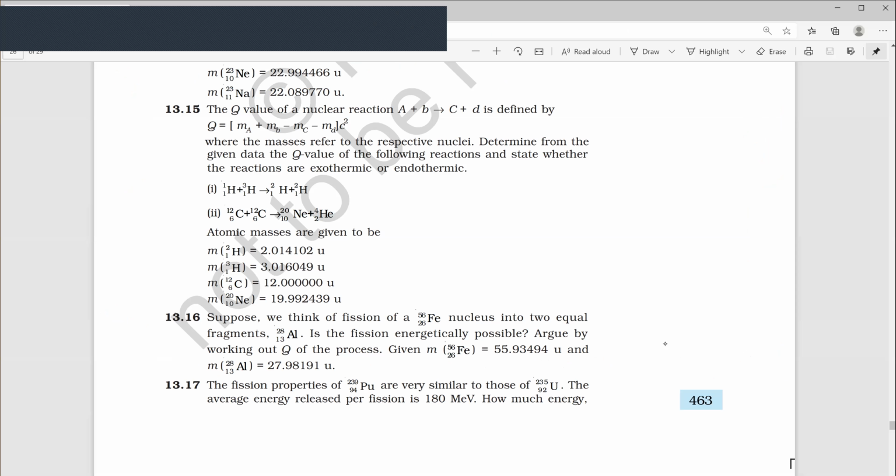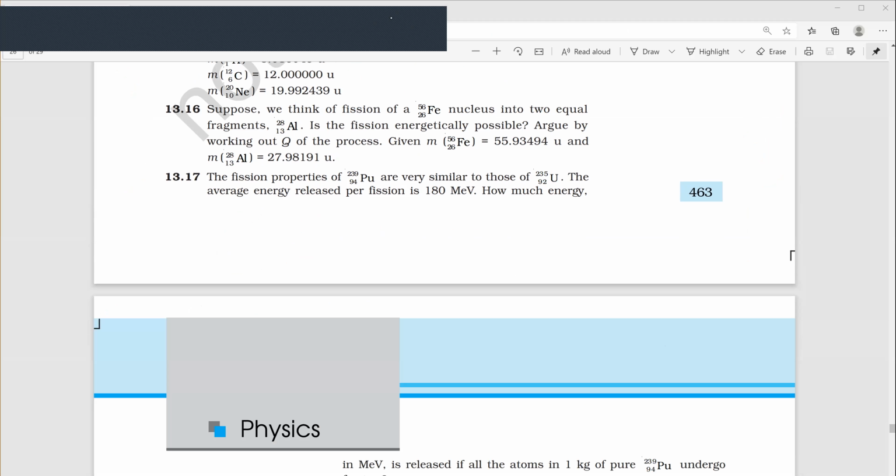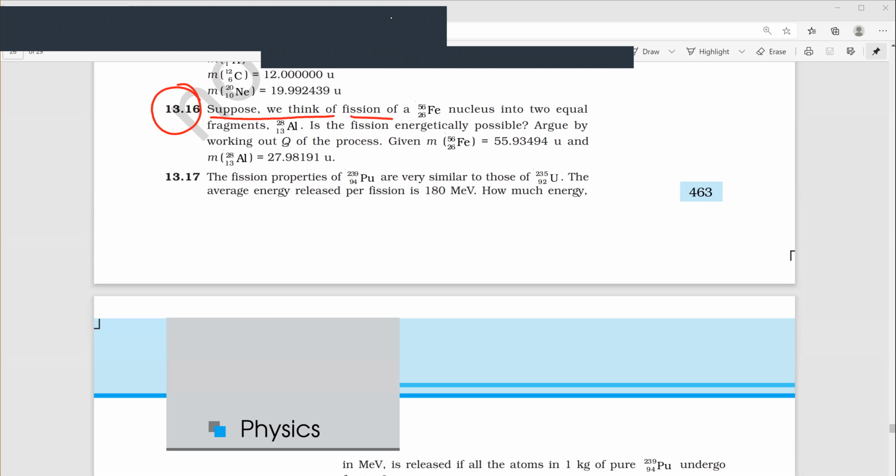So that is 13.16. The question is like this. Suppose we think of fission of iron nuclei into 2 equal fragments of aluminium. Is the fission energetically possible? Argue by working out the Q value of the process. And they have given in the question itself the mass of iron and the mass of aluminium. By using this, what we have to find?